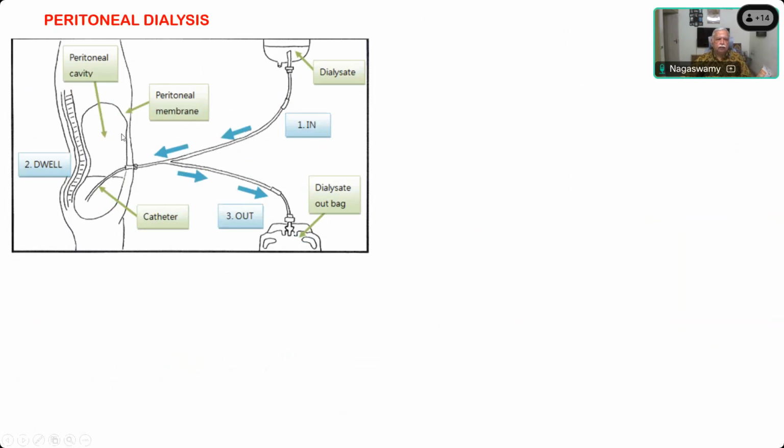So there is no need of any artificial pumps or anything to push the volume into the peritoneal cavity. And the peritoneal membrane acts as the dialysate membrane here, or the semi-permeable membrane that is used in the artificial kidney. Your own body's peritoneal membrane acts as the filter. So the dialysate goes in, number one, the fluid goes in here. It is allowed to dwell or remain there for 3 to 4 hours.